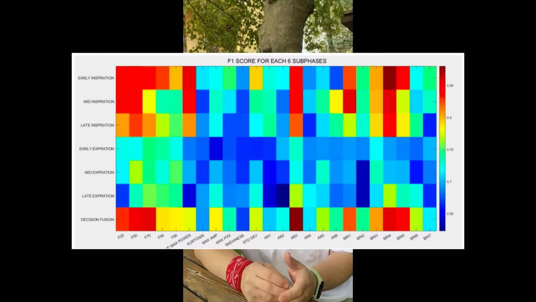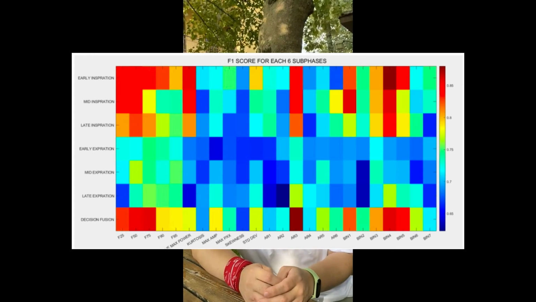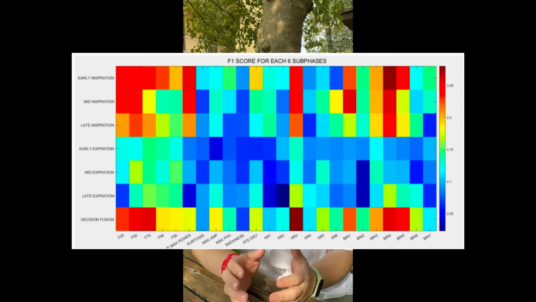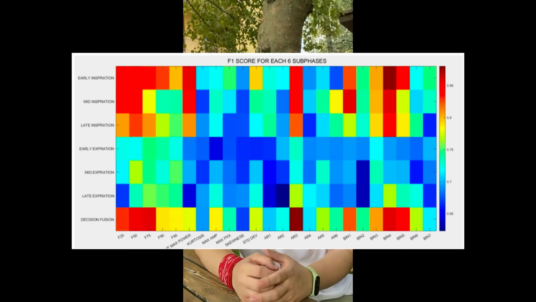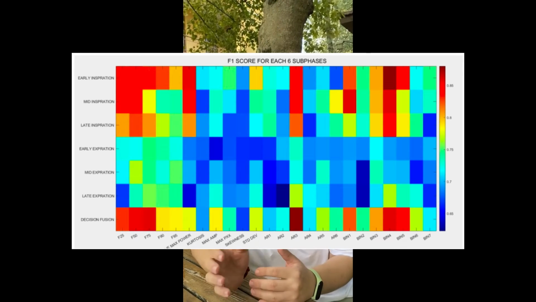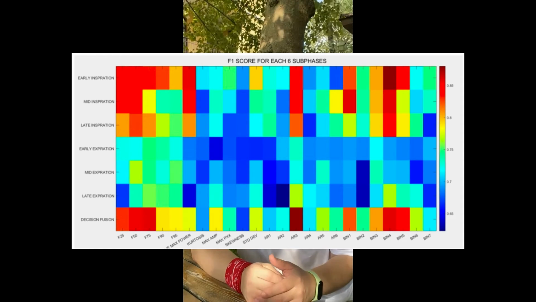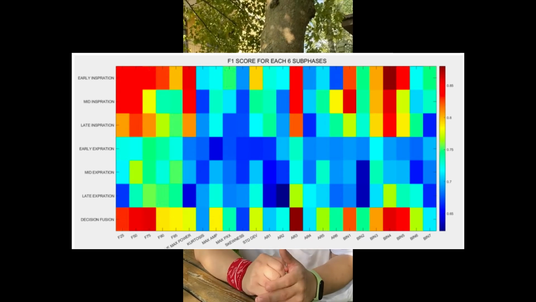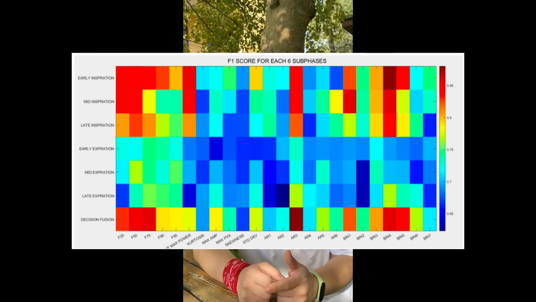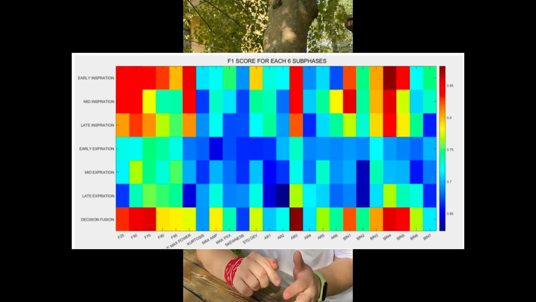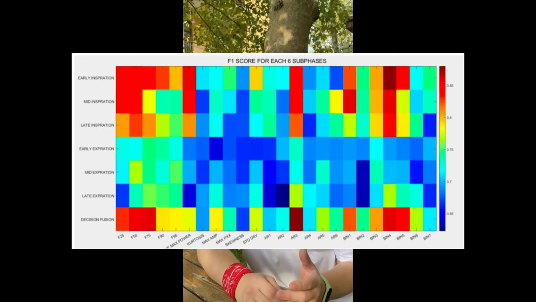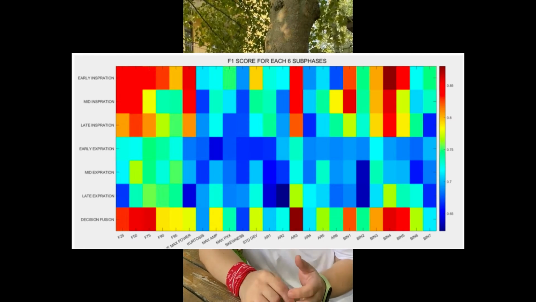Then we continue with another part of the methodology of our project, which is selection and classification. As a result of classification, we can see the maximum F1 scores up to each of the 6 subphases, early, mid, late inspiration and early, mid, late expiration. Also, in the final row, we can see the result of decision fusion. As we can see in the color bar, F25, F50, F75, which were extracted by Alperen and Arda, and the third R coefficient affect decision fusion in a good way.